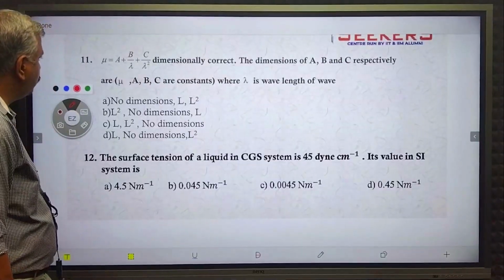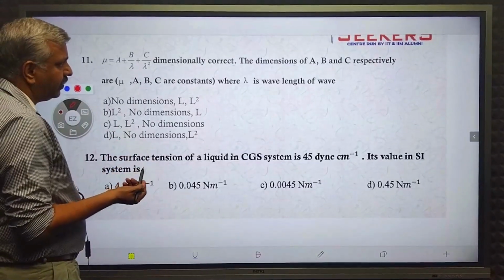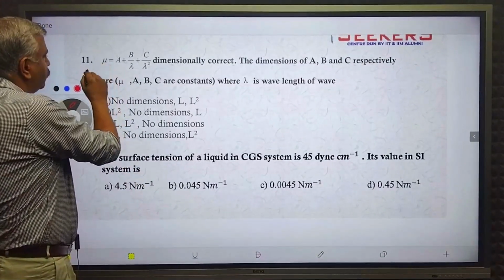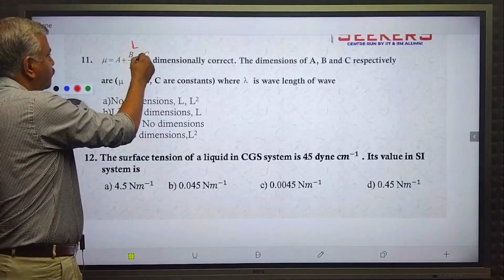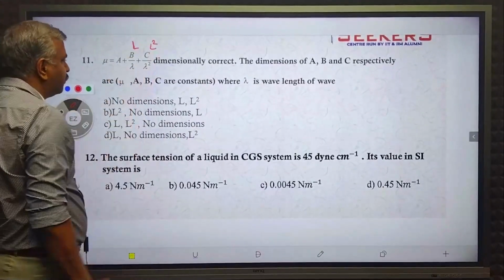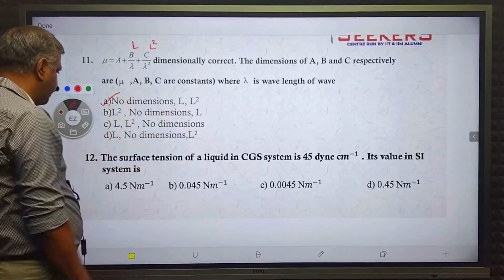If mu is equal to A plus B by lambda plus C by lambda squared is dimensionally correct, then what are A, B, C? So mu has no units, so A will have no dimensions, B will have the dimensions of L, and C will have the dimensions of L squared. So option A is correct.